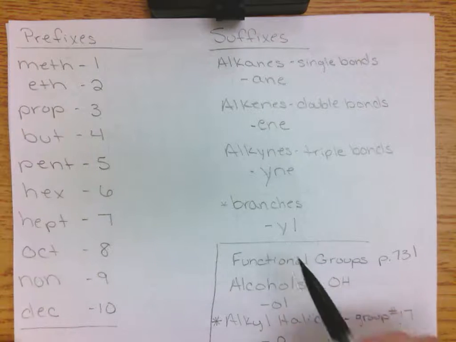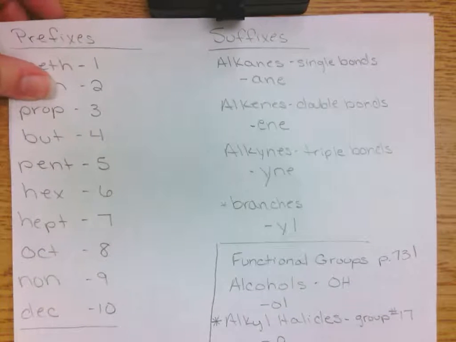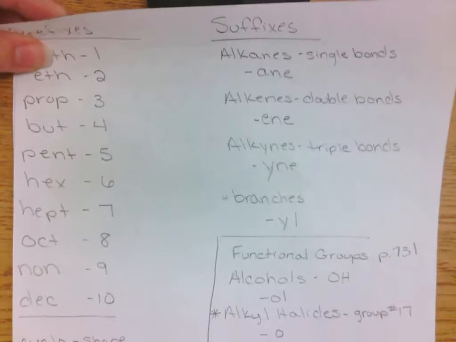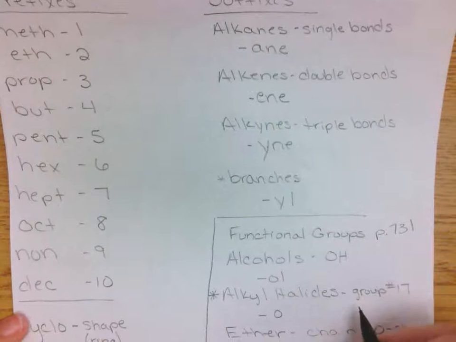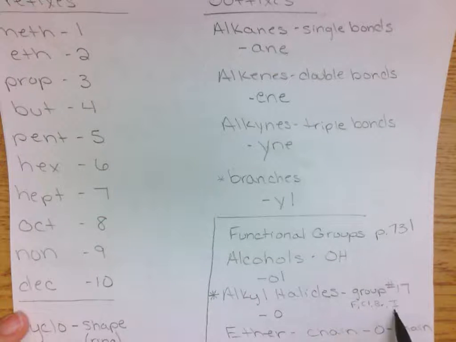The next thing we will also need is part of our functional groups. And the only one we're going to use on the very first worksheet are these alkyl halides. They're from group 17 on the periodic table: fluorine, chlorine, bromine, iodine. If any of these 4 elements are attached to our chain of carbons, we will call them fluoro, chloro, bromo, iodo. That's why this O is here. It tells us we'll drop our I and E ending and add an O.